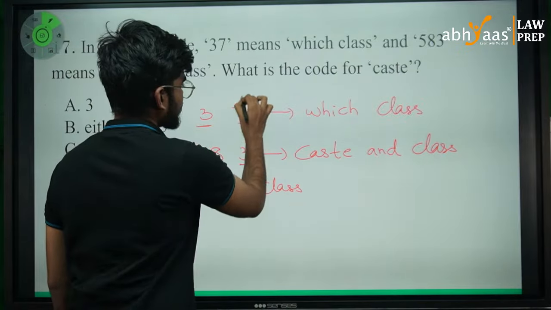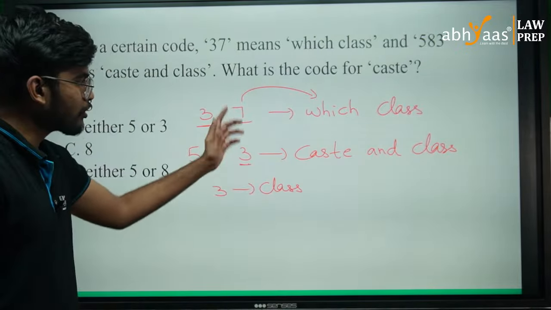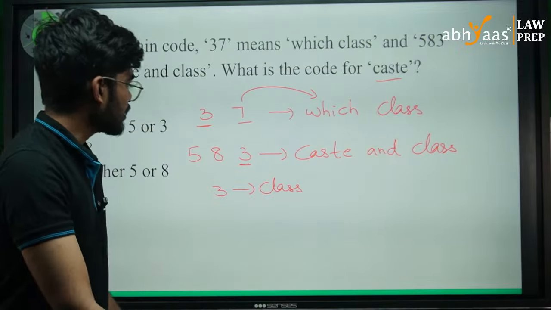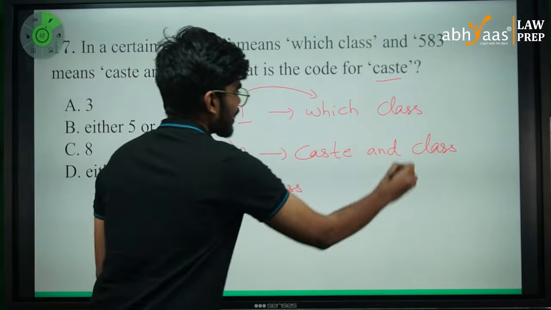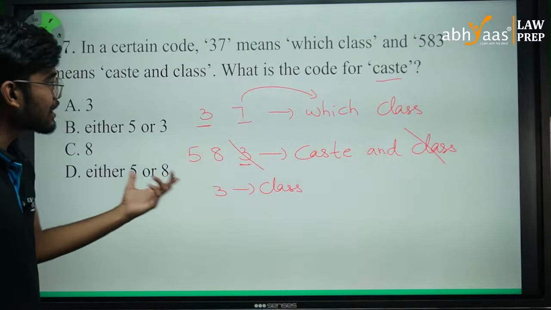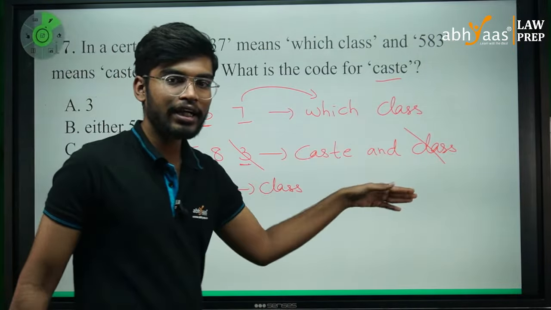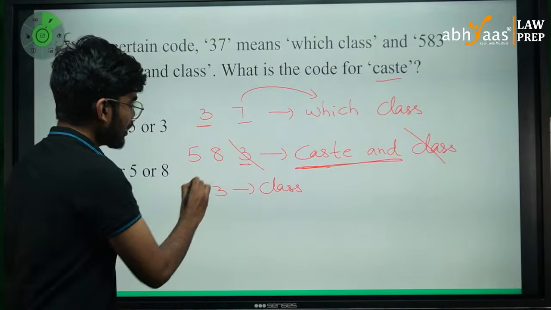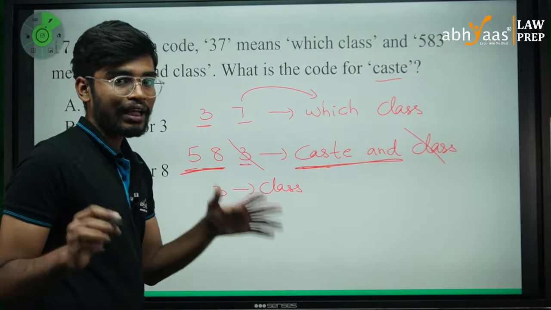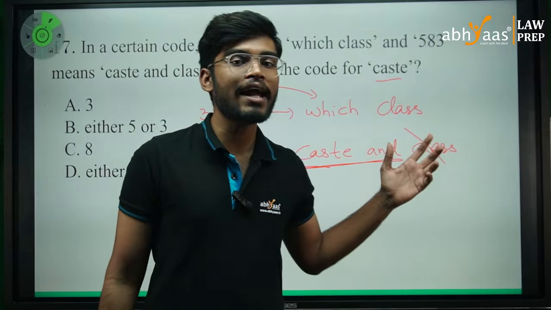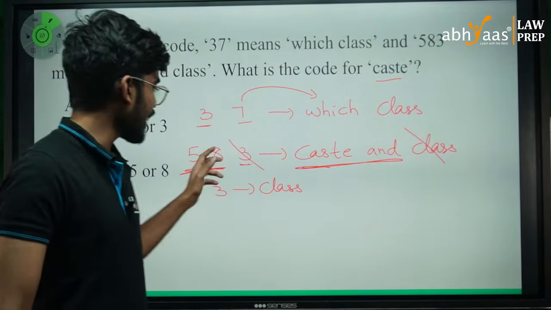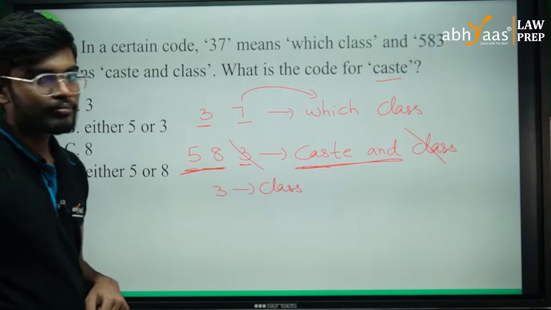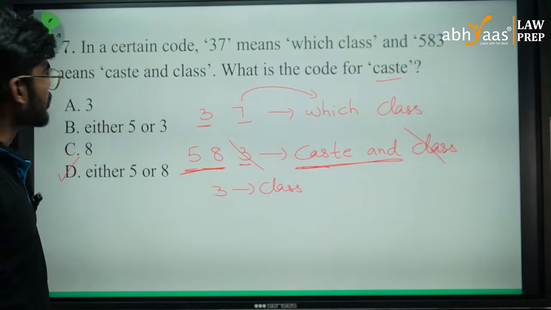The remaining thing, 7 means which, but that is not asked in the question. They asked the code for caste. For 3, it is class. To answer the code of caste, we cannot exactly deduce it, because two things are left, caste and end, and similarly two numbers are left. We cannot exactly say whether it is 5 or 8. It can be either 5 or 8. So it is option D. Moving to the next question.